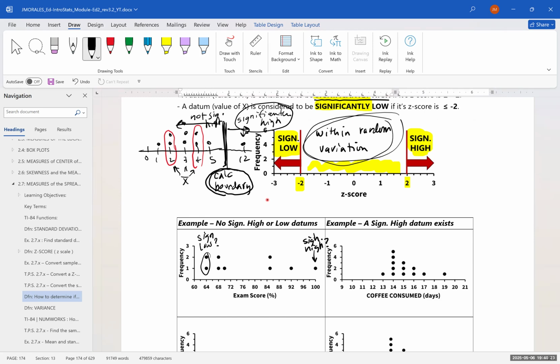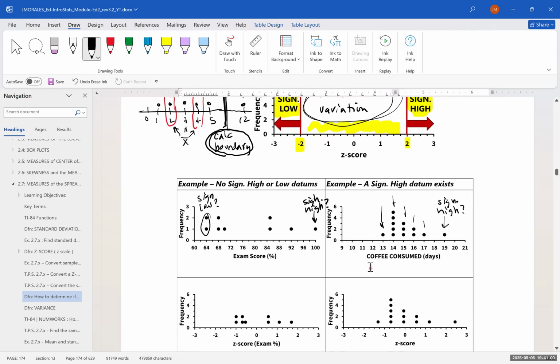This one with coffee consumed, so some people consumed coffee for 13 days out of 30, 14 days, 15 days, 16, 17 days out of 30. What about 19 days out of 30? Is that considered a significantly high number of days? It can be tough to judge just by looking at it, but if you have a mathematical basis, it can make that decision really simple.